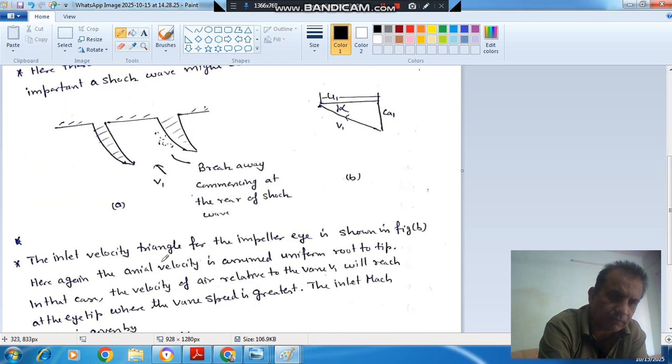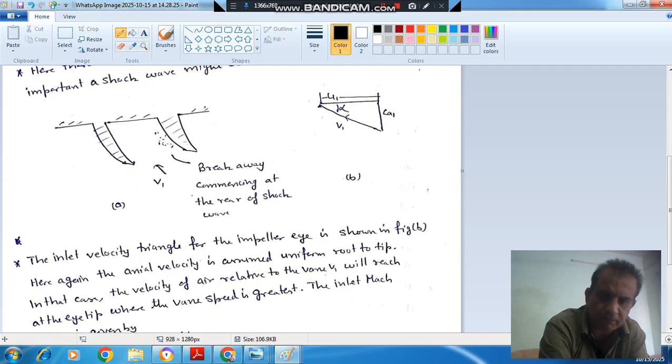The inlet velocity triangle for the impeller eye is shown in figure B. This is your figure B. Here again the axial velocity is assumed uniform from root to tip, so this is your uniform velocity. In that case, the velocity of air relative to the vane, V1, will reach its maximum at the eye tip, where the vane speed is greatest, because in the eye the intake is taking place. So at the eye, the maximum relative velocity will be at the eye tip.